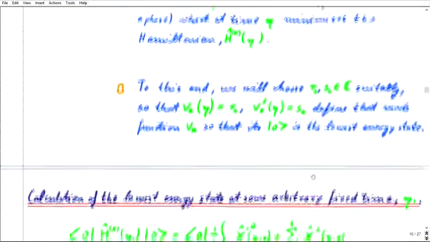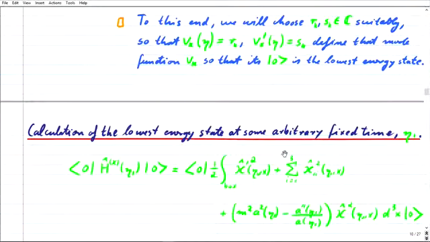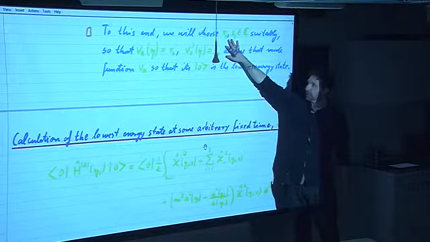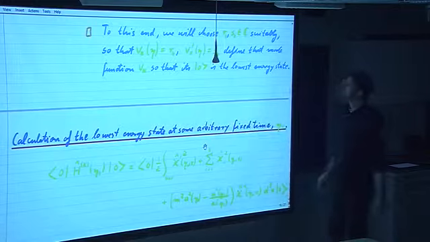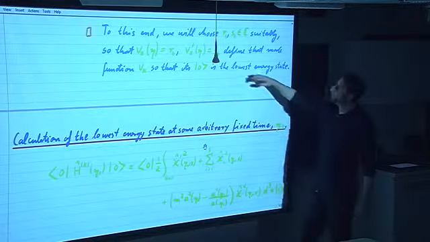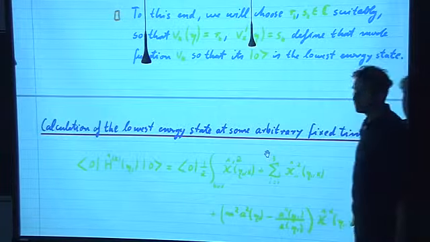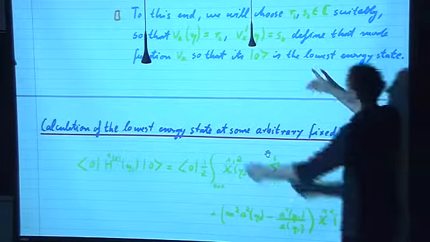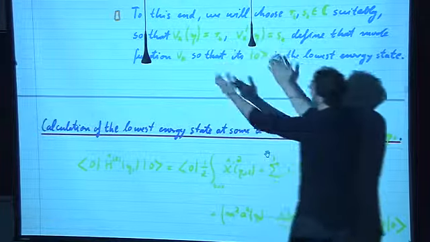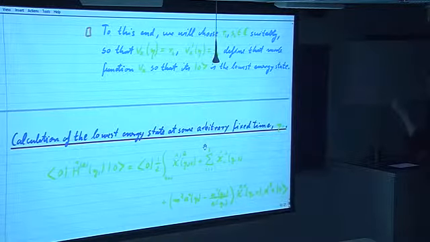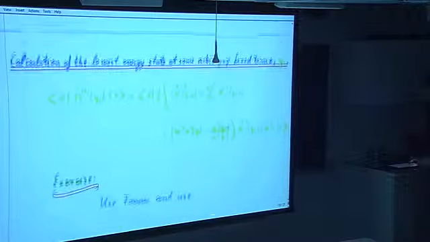Okay, so to this end, we will try this. We will choose our initial conditions for the mode functions, R and S, in such a way that when we calculate the expectation value of the energy, it comes out minimal. Remember that choosing the R's and the S's is to choose the vacuum state. And we will choose the R and S in such a way that the energy comes out minimal.